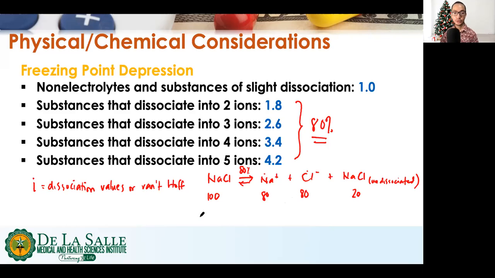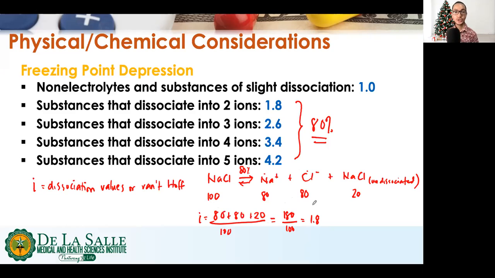So the total number of particles will therefore be 80 plus 80 plus 20, divided by the original number of particles in your solute. So 80 plus 80 plus 20 is equal to 180 particles divided by 100. That's how we got the I value that is equal to 1.8.